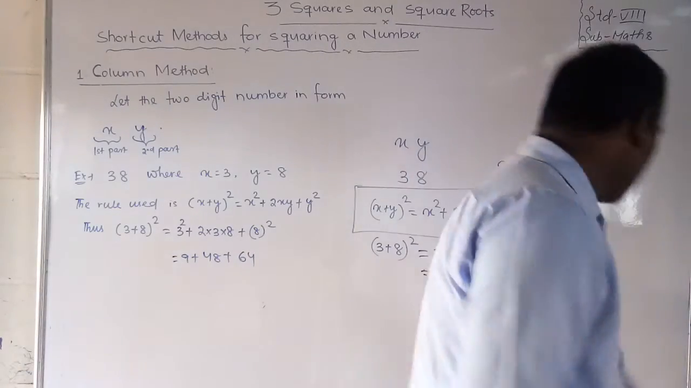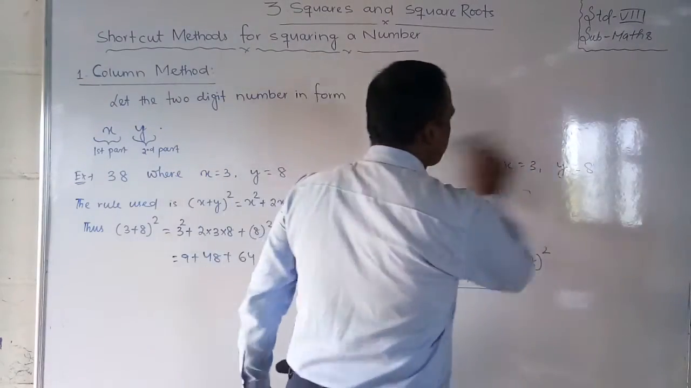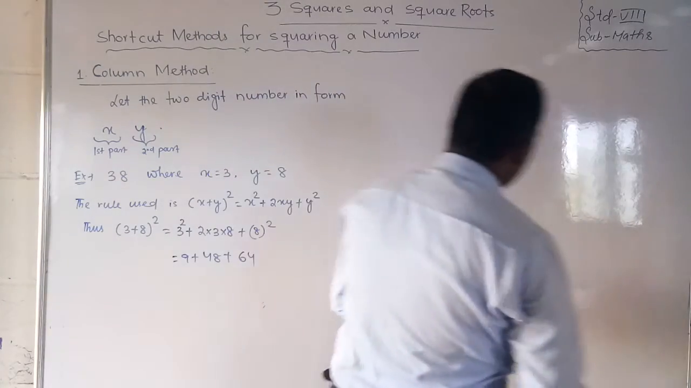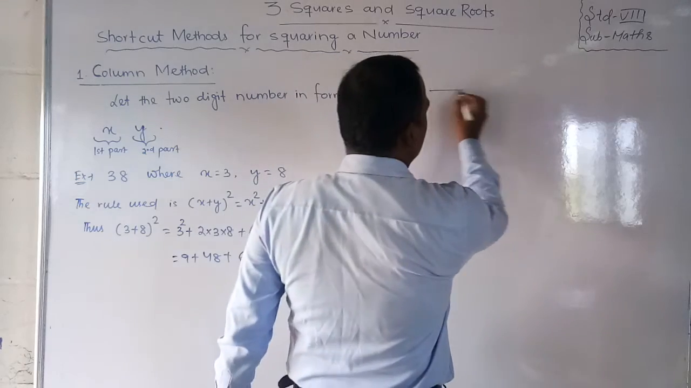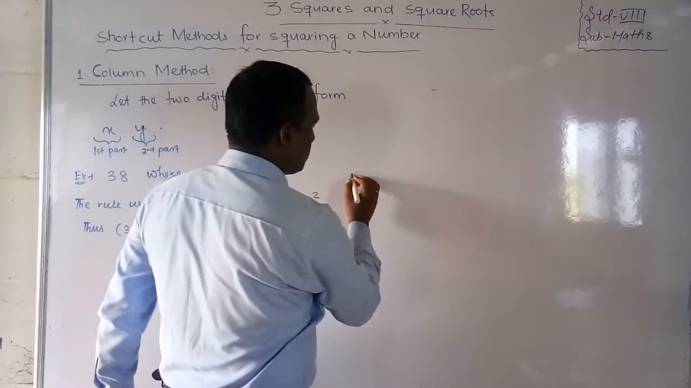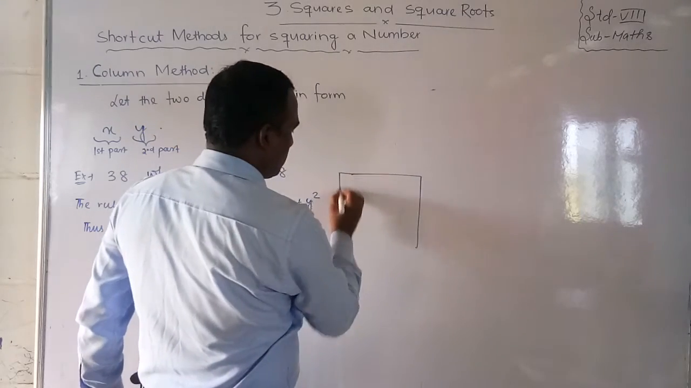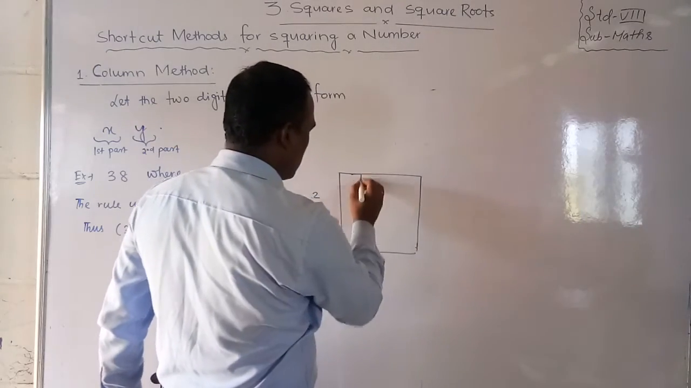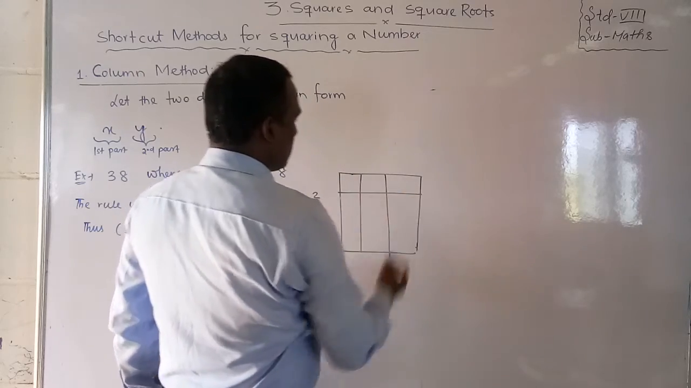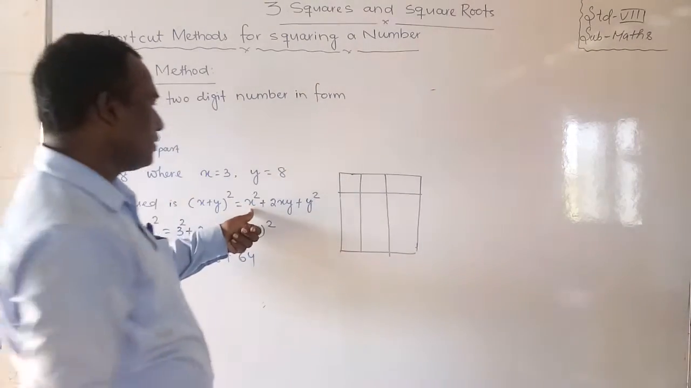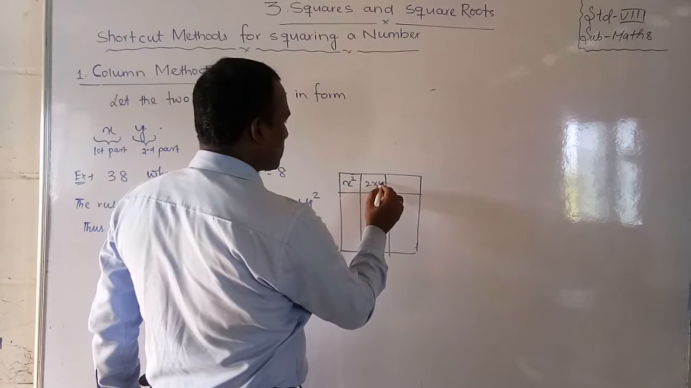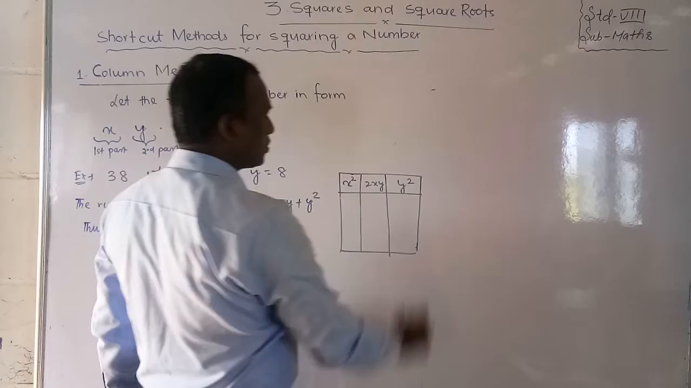So what is the column method? That means, friends, you should make 3 columns. Column method means making 3 columns: first column, second column, third column. In the first column you write x square, in the second write 2xy, and in the third write y square.